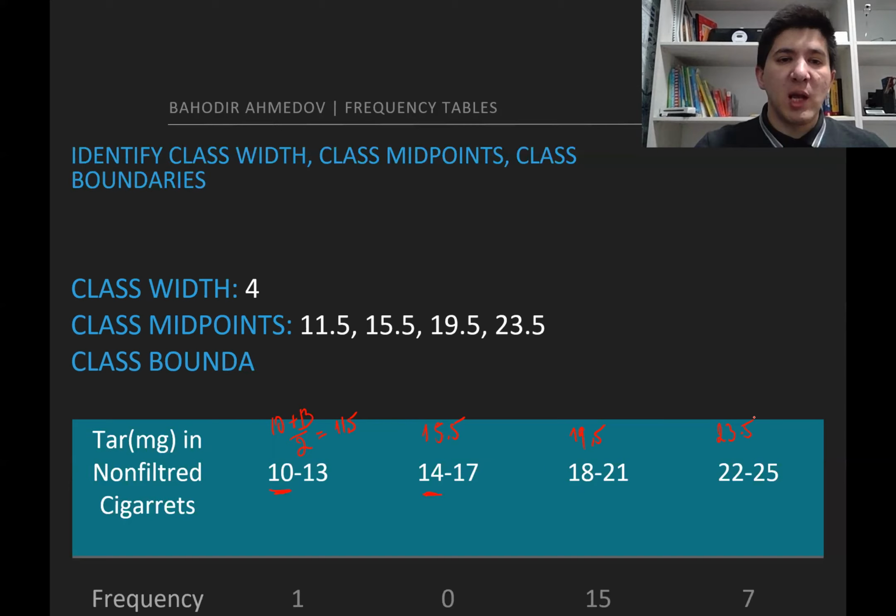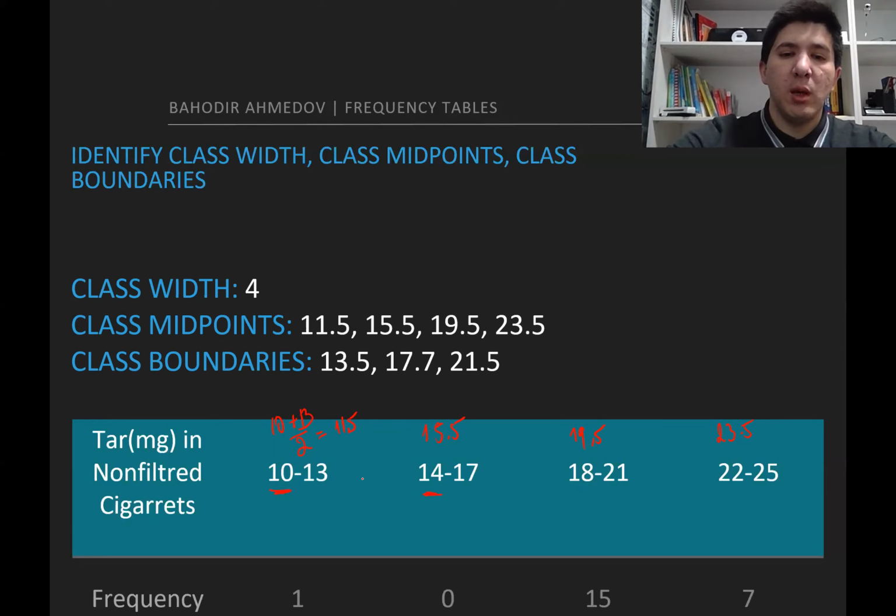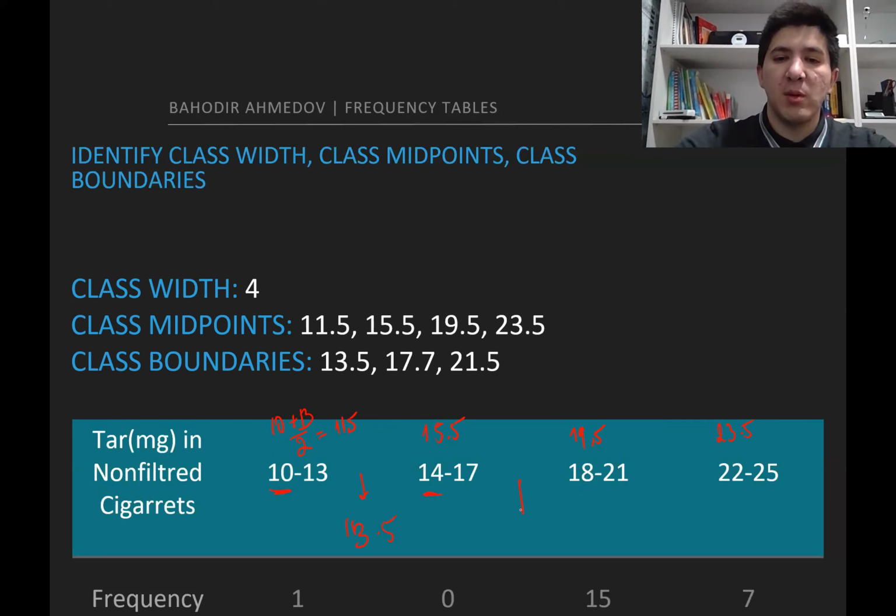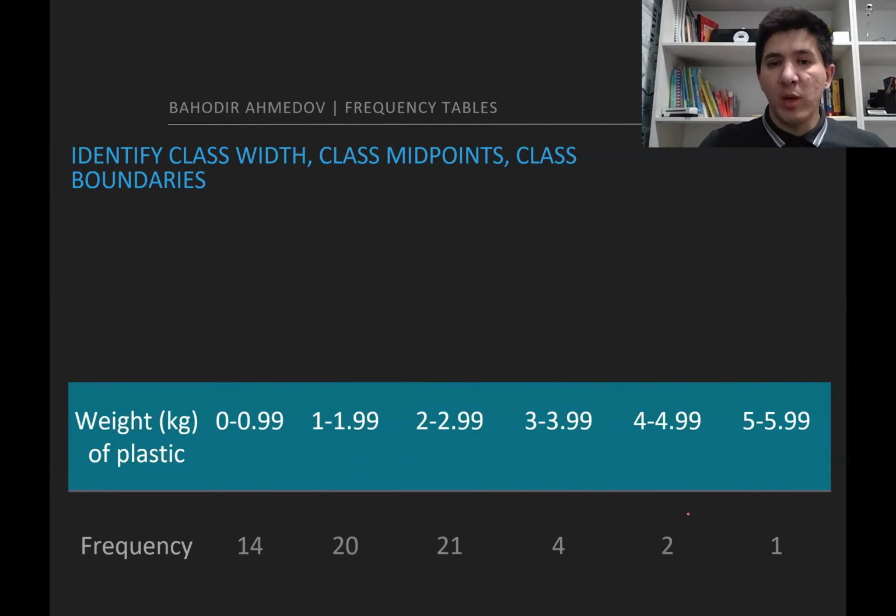So let's find the class boundaries. The class boundaries are going to be the numbers which are between the two classes. For example, the class boundary here is going to be equal to 13.5. The class boundary here is going to be 17.5. The class boundary here is going to be 21.5. So let's do one more exercise.